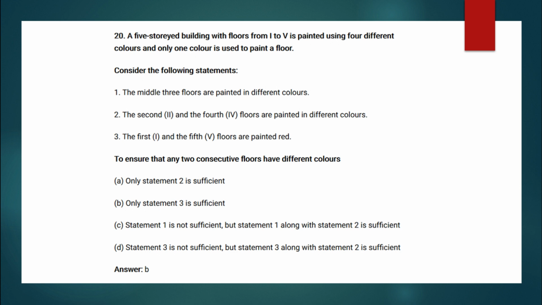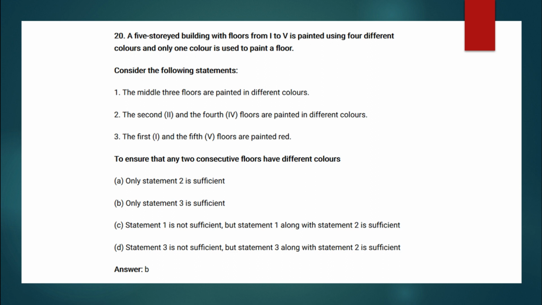Next question 20. A 5-storied building with floors from 1st to 5th is painted using 4 different colors and only one color is used to paint a floor. Consider the following statements. First, the middle 3 floors are painted in different colors. Second, the second and fourth floors are painted in different colors. Third, the first and fifth floors are painted red.